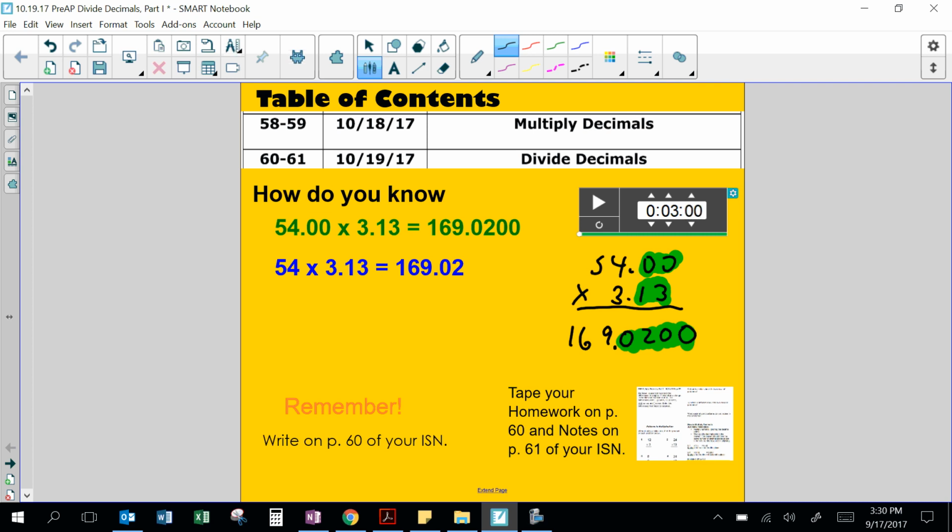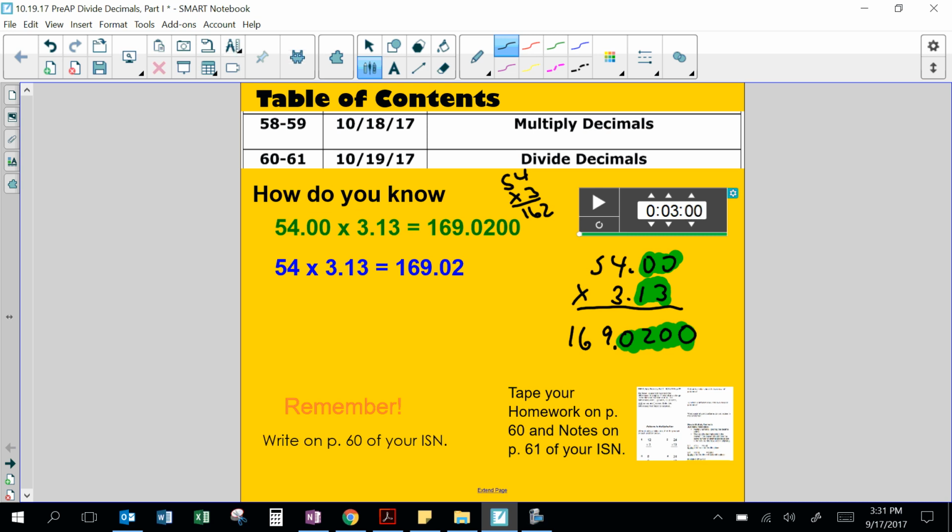Again, estimating is so important because 50 times 3 is 150. Well, really, 54 times 3. If you multiply 54 times 3, you get 162. And is this actual answer close to the estimated answer of 162? It is.